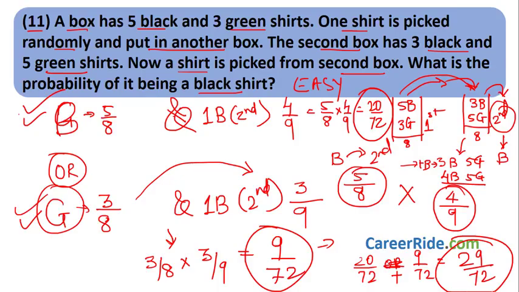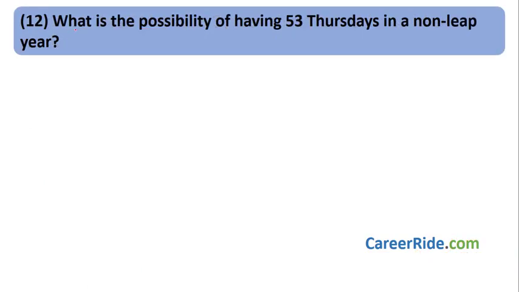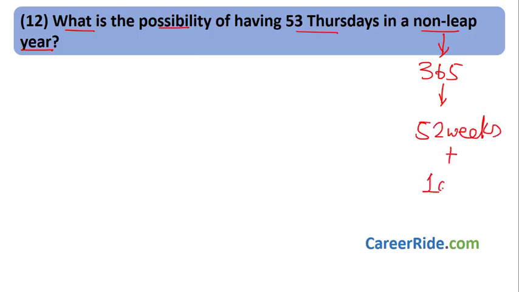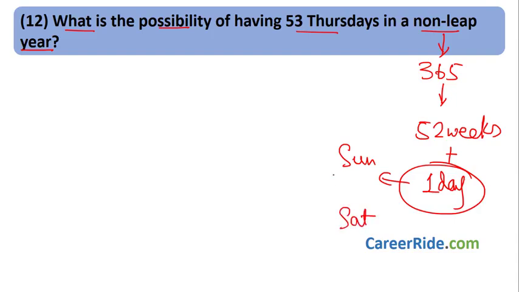Moving to question number 12. Question number 12. What is the possibility of having 53 Thursdays in a non-leap year? In a non-leap year, there are 365 days. That includes 52 weeks and 1 spare day. Now, this one day which is there, it can be Sunday or Monday or Tuesday or Wednesday up to Saturday. So, there are 7 possibilities for this one day.